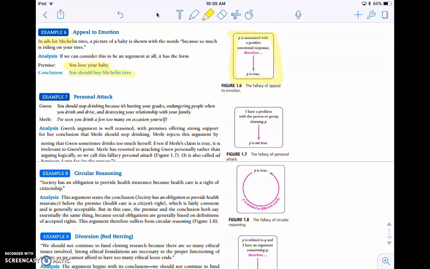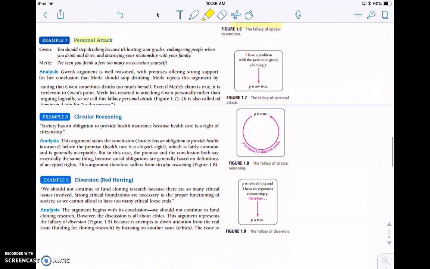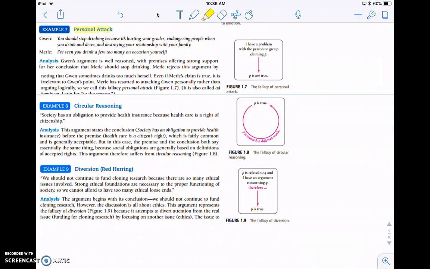So the next example of fallacy is personal attack. Unfortunately, this fallacy is used quite frequently. If we look at this one, the example kind of explains it best. Gwen says, you should stop drinking because it's hurting your grades, endangering people when you drink and drive, and destroying your relationship with your family. And then Meryl says, I've seen you drink a few too many on occasion yourself.